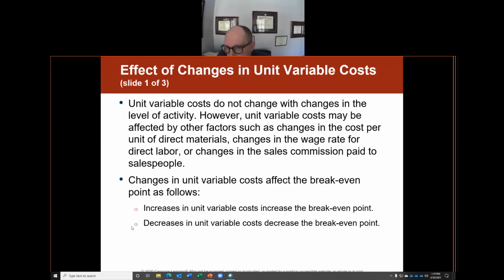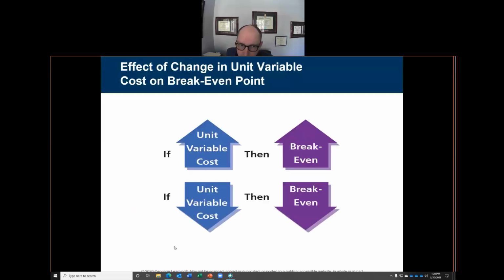What if my variable costs change? I have an increase in price of direct materials. I have an increase in hourly wages. I need to pay my salespeople more. Those are variable costs. Variable costs go up. I need to sell more. Variable costs go up, break even goes up. Variable cost goes down, break even goes down.